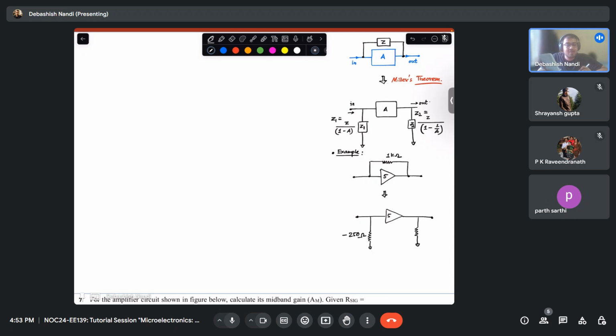And here is how much? 1 by 5. 1 by 5 is what? 0.2. Yes. So 1 divided by 5 is 0.2. 1 minus 0.2 is 0.8. So 1 divided by 0.8 is 1.25 kilo ohm.